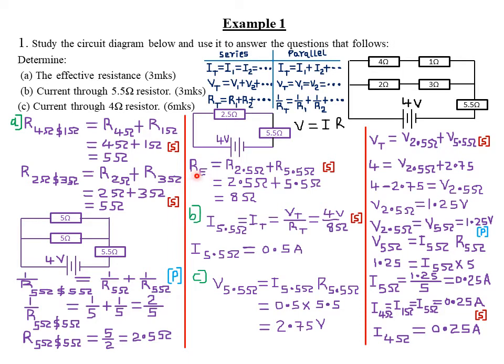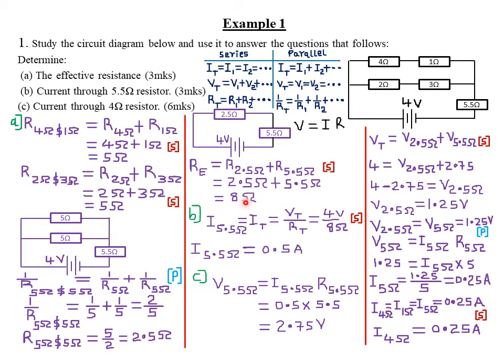Therefore, R effective through the circuit will be the resistance through the 2.5 ohm resistor, because it is in series with the 5.5 ohm resistor, plus the resistance through the 5.5 ohm resistor. So this will be equal to 2.5 ohm plus 5.5 ohm. Again, we are adding because it is a series connection. S stands for series connection, but P stands for parallel connection. So 2.5 plus 5.5 gives an effective or total resistance of the circuit of 8 ohm. That is the effective resistance through the circuit.